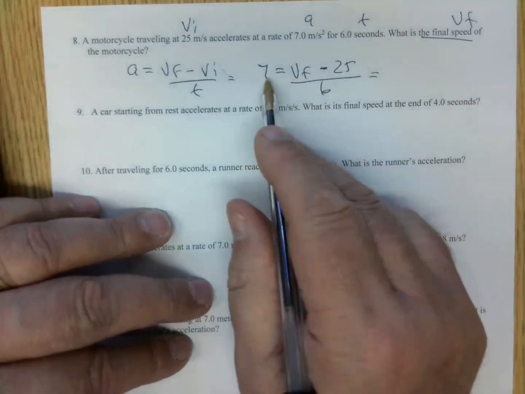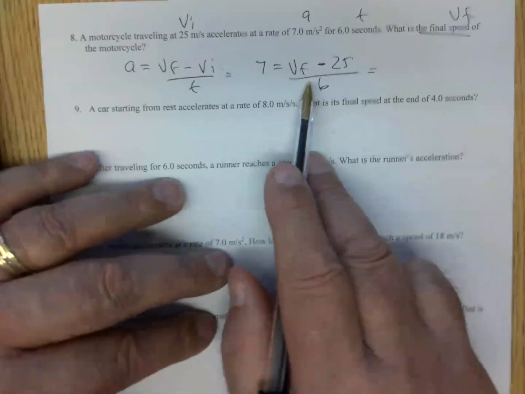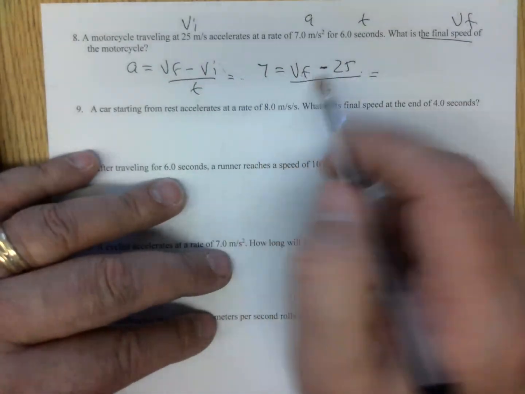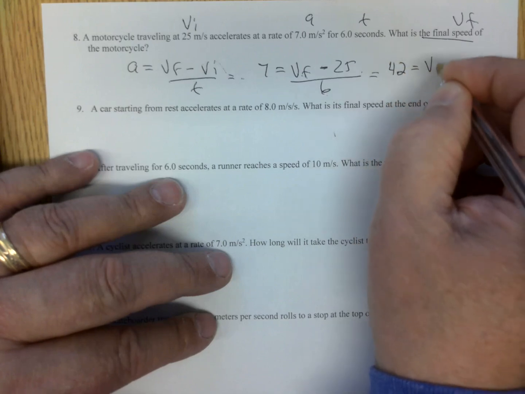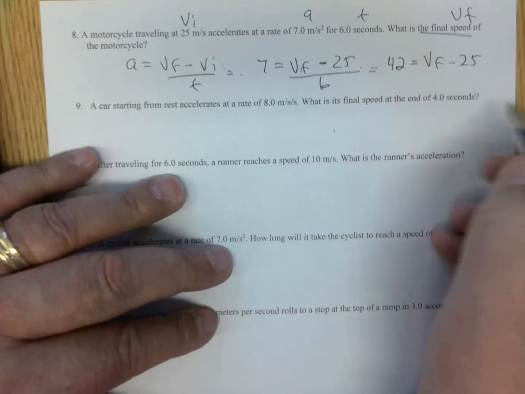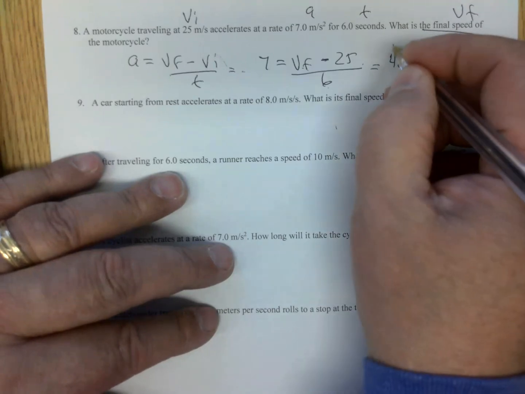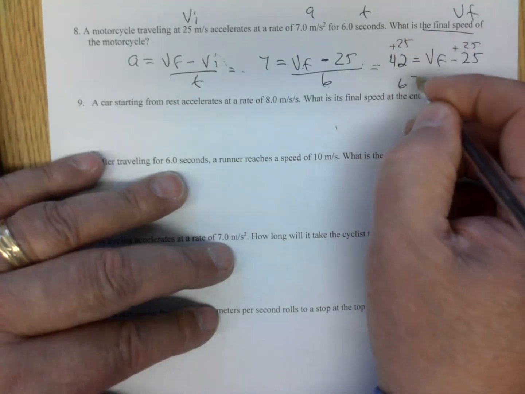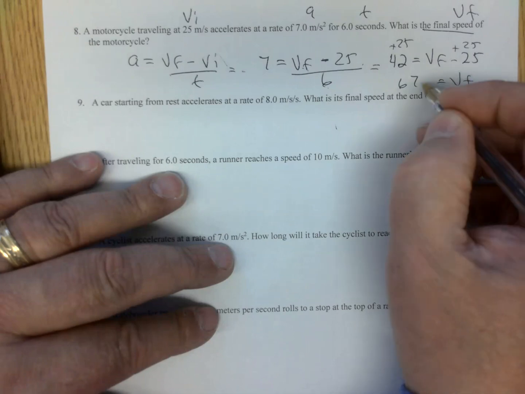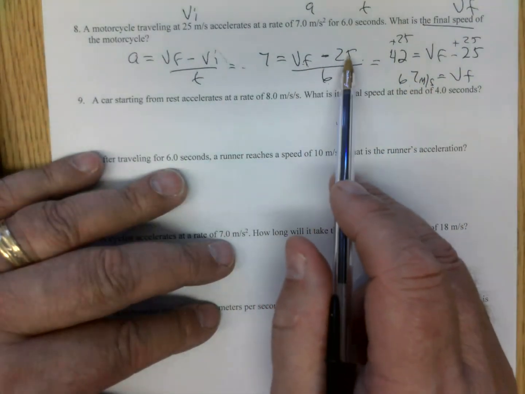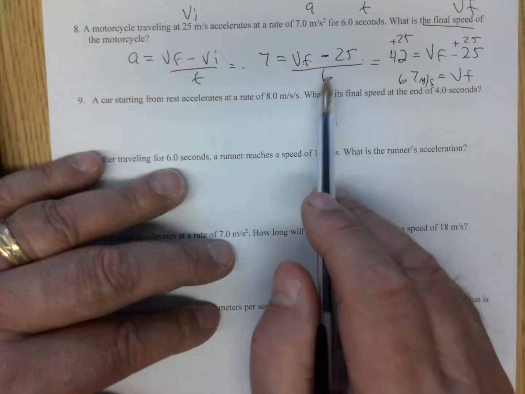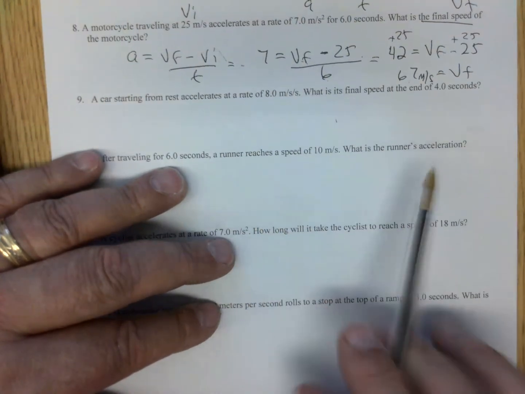So then we're going to do the math through the problem first. We multiply both sides by 6 to remove the 6 from the other side, it's 42 equals v of f minus 25. We're going to add 25 to both sides. That gives us 67 equals v of f, 67 meters per second. Then if we just did it, 67 minus 25 divided by 6, that'll give us 7. So that's correct.